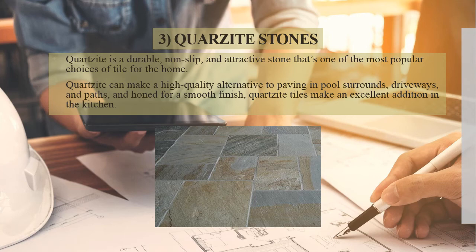Number three is quartzite stones. Quartzite is a durable, non-slip, and attractive stone that's one of the most popular choices of tiles for the home. Quartzite can make a high-quality alternative to paving in pool surrounds, driveways, and paths and homes for a smooth finish. Quartzite tiles make an excellent addition in the kitchens.